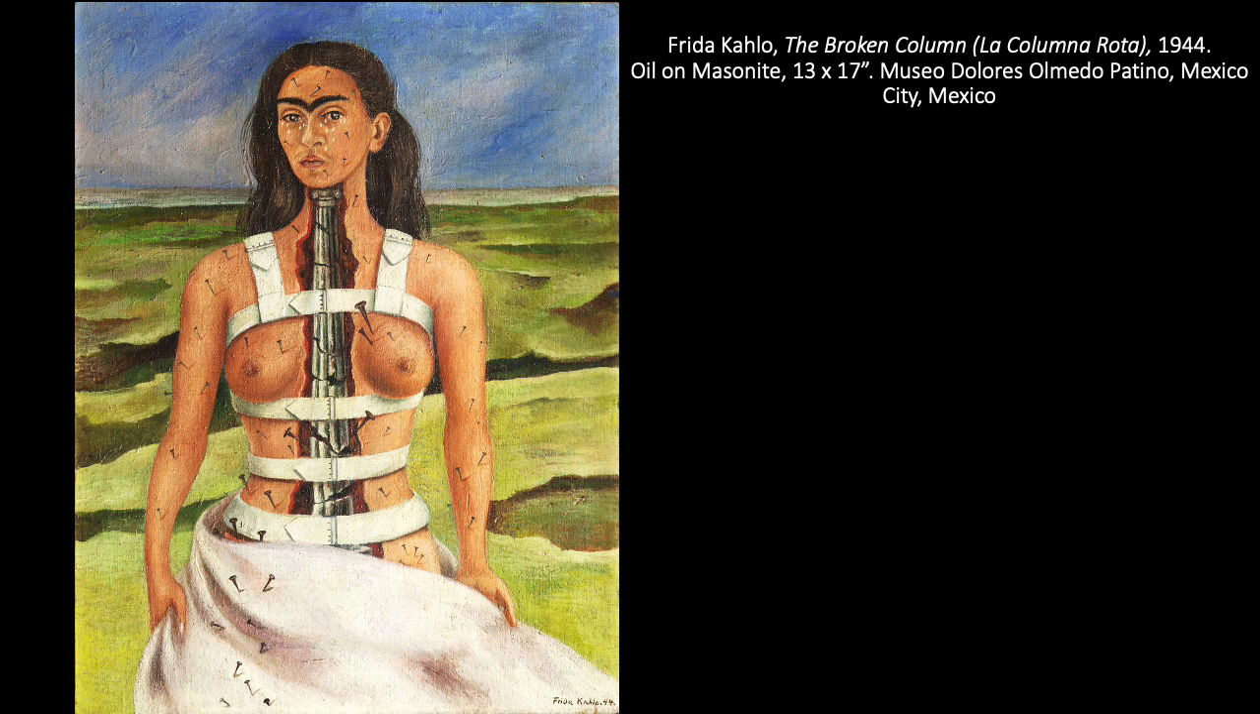Her body, like the column, is broken, held together with bandages and braces and sheer willpower, resulting in a rigid, upright posture that, in combination with her controlled facial expression, conveys this idea that Kahlo is a strong, resolute woman while still acknowledging her pain, her vulnerability, and her fragility.